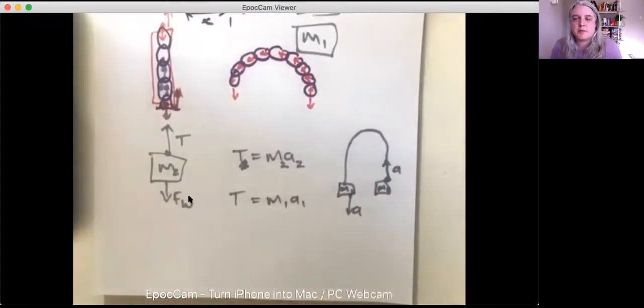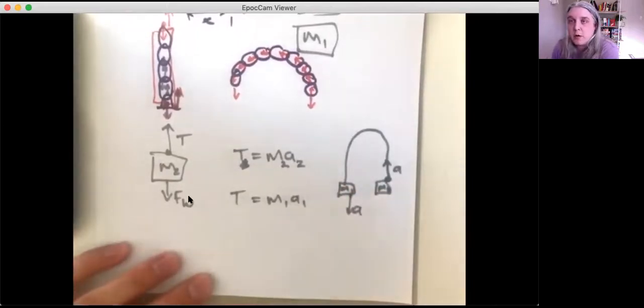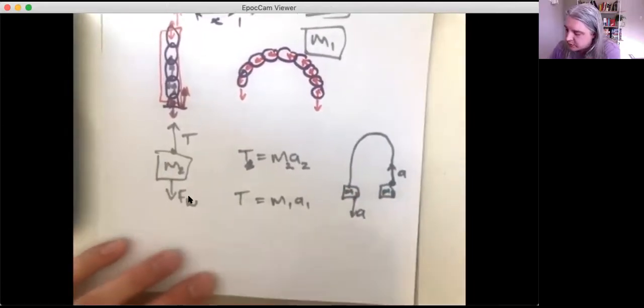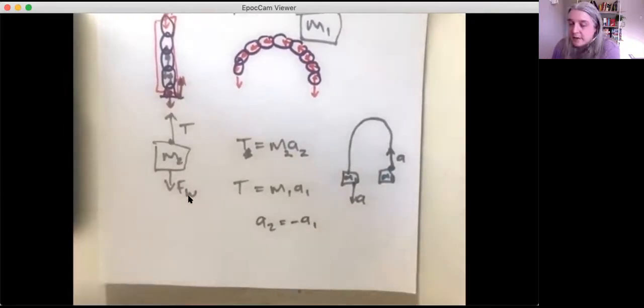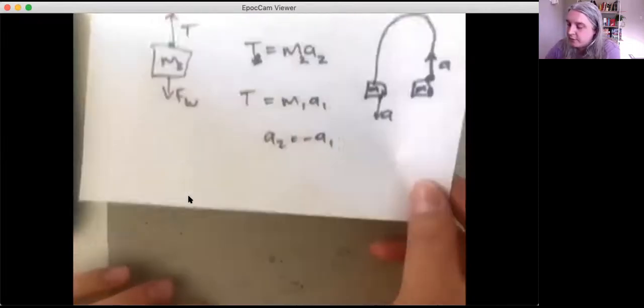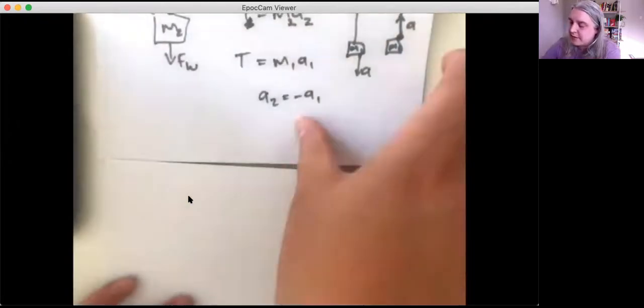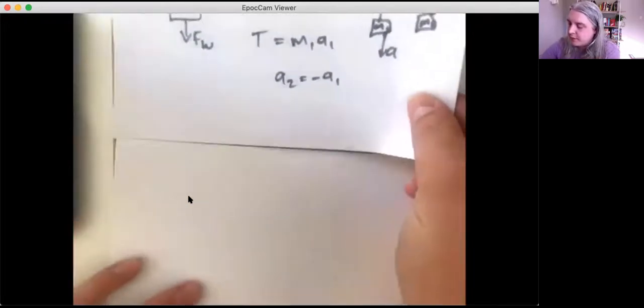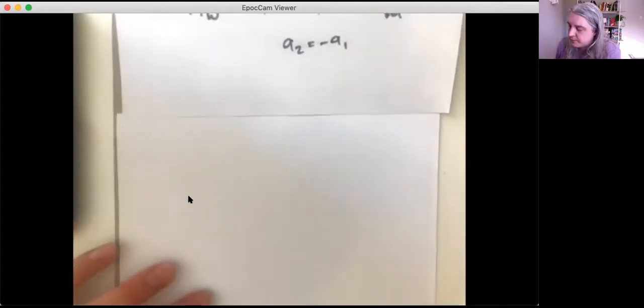So hopefully what you can see is that no matter what A2 is, A1 is going to be the opposite, equal magnitude, opposite direction. So A2 is equal to negative A1. And again, that doesn't come from any formula that you can just regurgitate. That comes from thinking about the system and making sure you understand what would happen to the system in different scenarios. In any scenario, that string is never changing length, and therefore the acceleration of either object will always be equal and opposite to the other object.